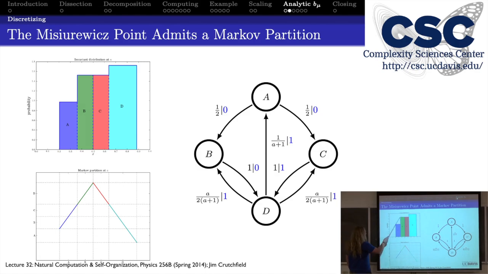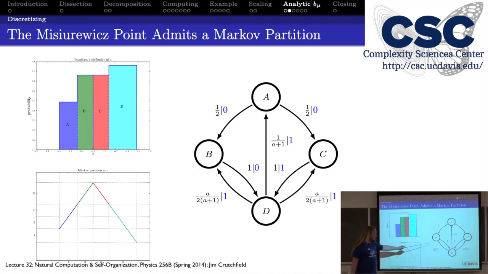And because these heights are fairly well defined, I mean, it's three uniform pieces here, three flat pieces, we can build the Markov chain fairly easily. We already knew A goes to B and C with equal probability. B goes to D, C goes to D, and D goes to A, B, and C, with these probabilities: 1 over A plus 1, A over 2A plus 2, and A over 2A plus 2 to B and C. We know it has to go to B and C equally because they're equal width here.